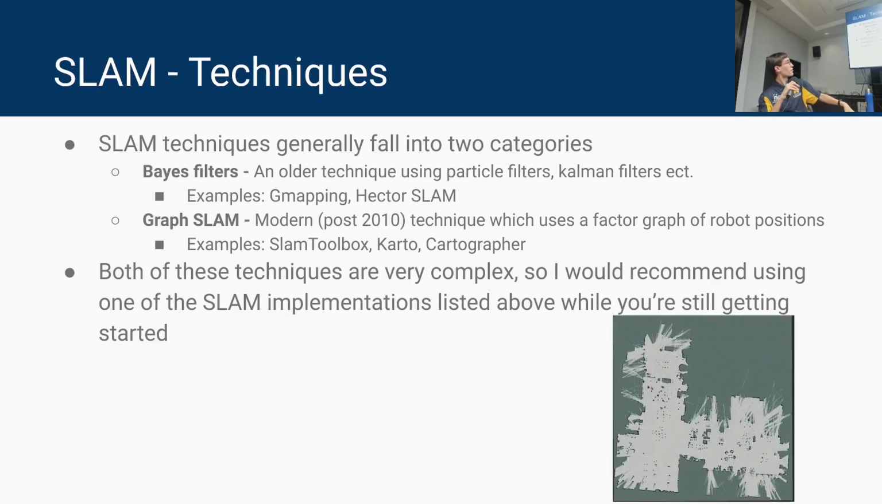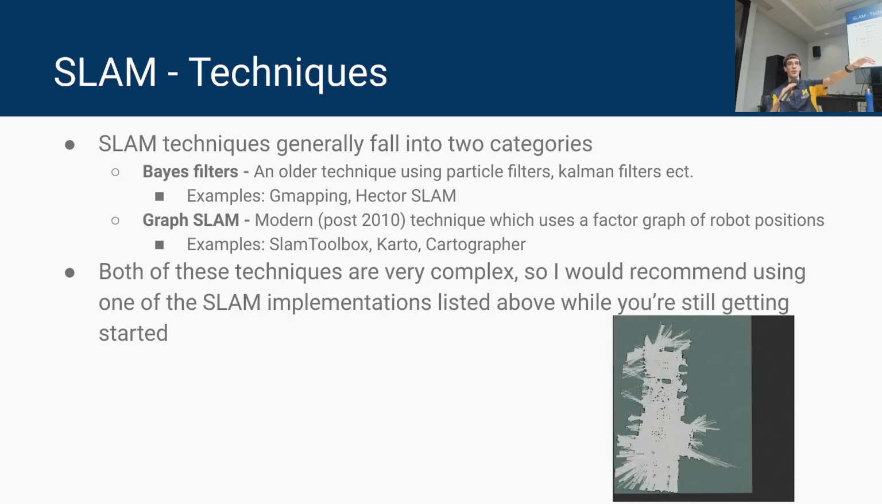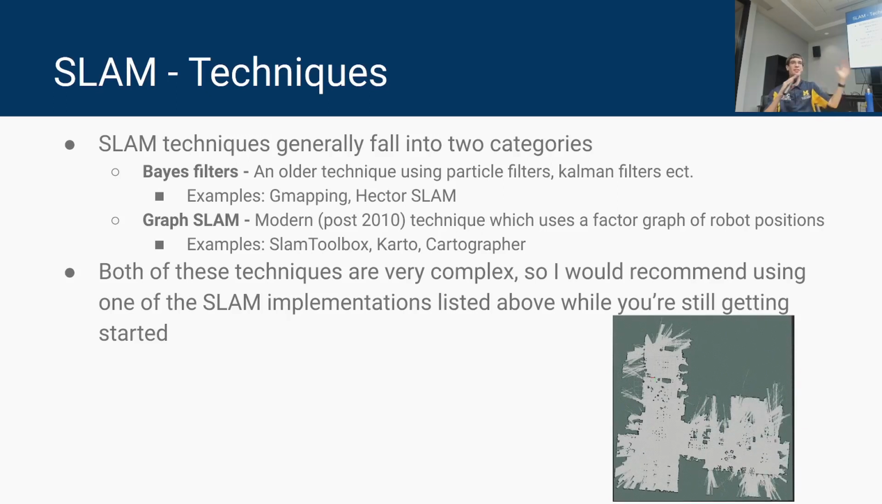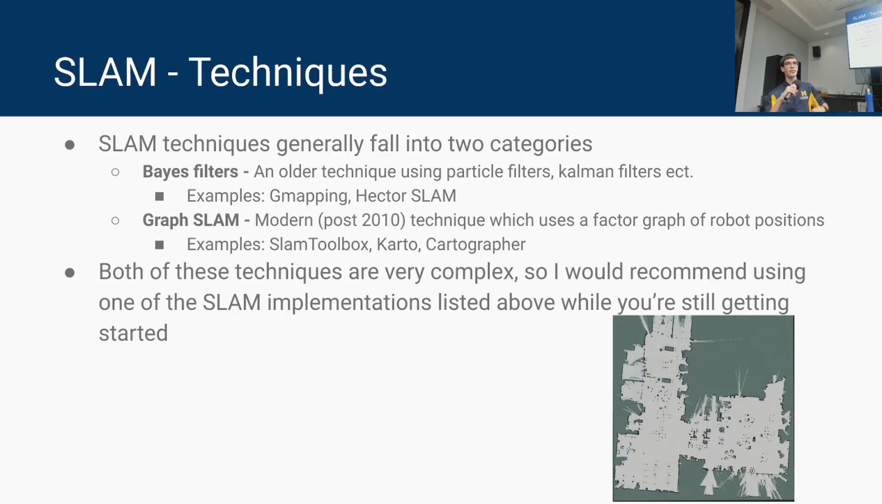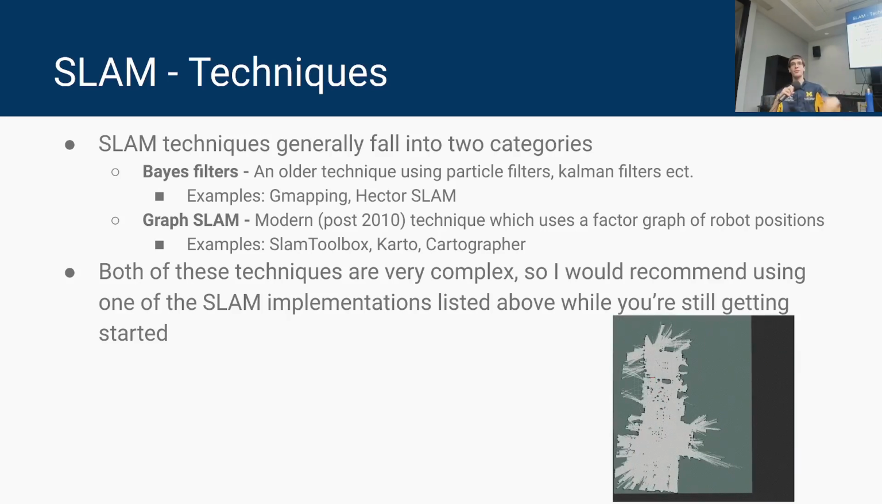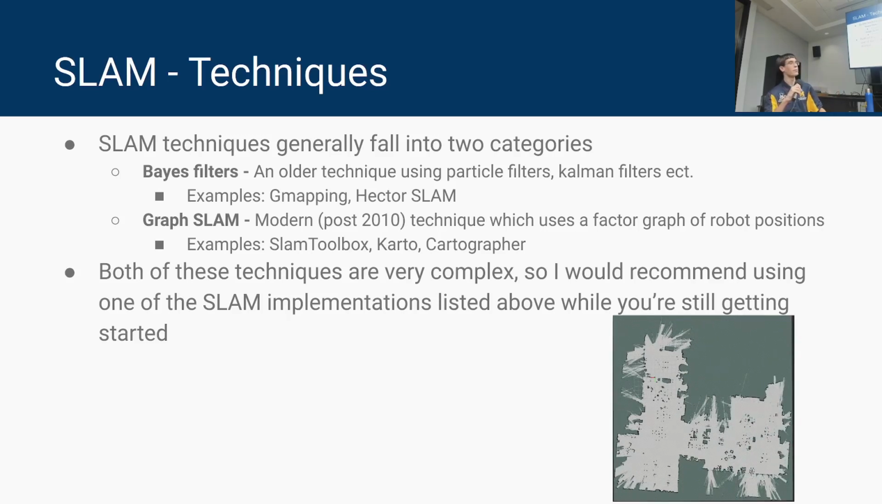Modern SLAM, though, is all graph SLAM. I think this is very cool. It uses a graph of observations and estimations of where you are, and it links them with edges. It's all just a graph problem then, computer science fun. These are what modern SLAM algorithms are. Google Cartographer is one you'll see a bunch. SLAM Toolbox is the one we use here. Carto is kind of the framework that started all this off. You'll see these references if you try to learn graph SLAM.